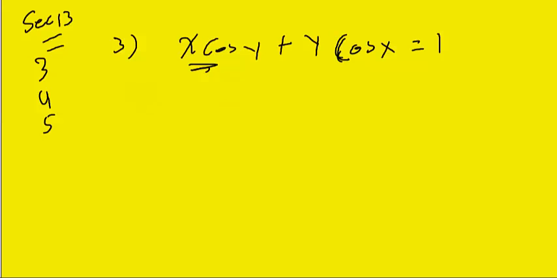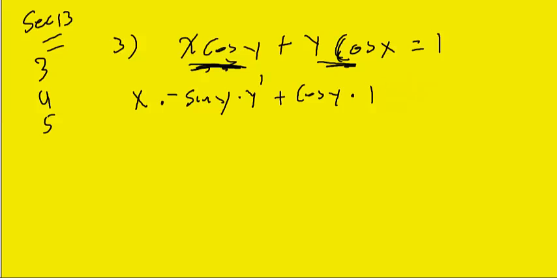Product rule there. First, times the derivative of the second, which is negative sine y times y prime, plus second, which is cosine of y, times the derivative of the first, which is 1. So that's just that part right there. I have to use product rule again for that one, so I have a plus first times the derivative of the second, which is negative sine of x, plus second, which is cosine of x, times the derivative of the first, which is y prime, and the derivative of 1 is 0.